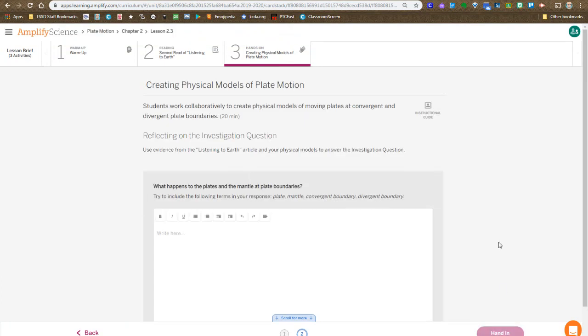And then when you're finished with that, they want you to explain what it was your model was creating. And they give you some words to use in your answer to help. And then you hand that in, and that completes lesson 2.3.